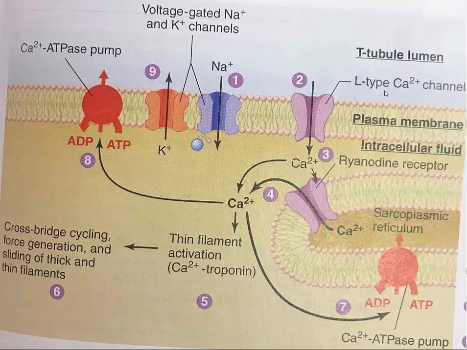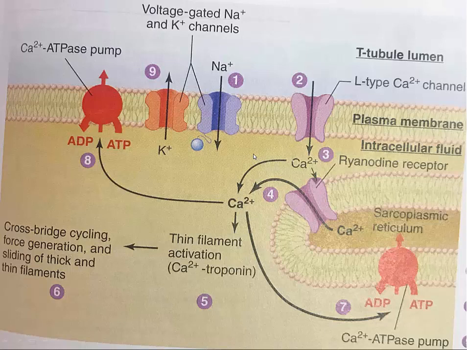So interestingly, we have an L-type calcium channel, which is a voltage-gated calcium channel located in the plasma membrane of cardiac muscle cells. It opens in response to depolarization because of the influx of sodium, and a relatively small amount of calcium enters the intercellular fluid as a result of that opening.